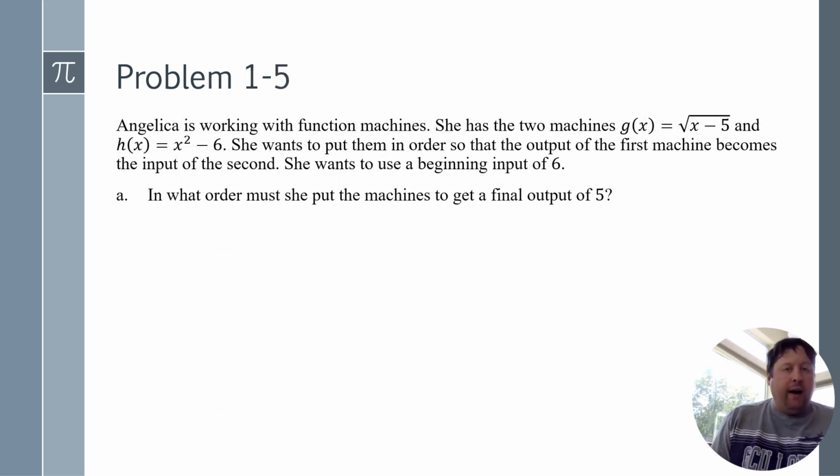Okay, problem 1-5. Angelica is working with function machines. She has the two machines, g of x equals the square root of x minus 5, and h of x equals x squared minus 6. She wants to put them in order so that the output of the first machine becomes the input of the second. She wants to use the beginning input of 6.